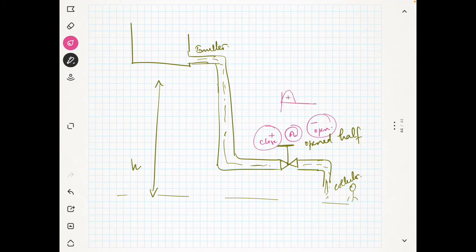So whenever the input is positive, you close the pipe. You are closing the pipe anyway. This is a pipe or a valve, you can say. So you are closing the pipe. So what will happen? The water flow will reduce.